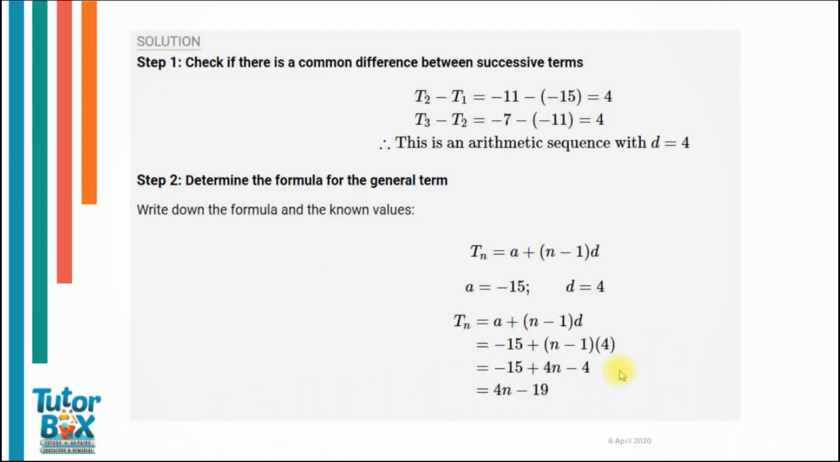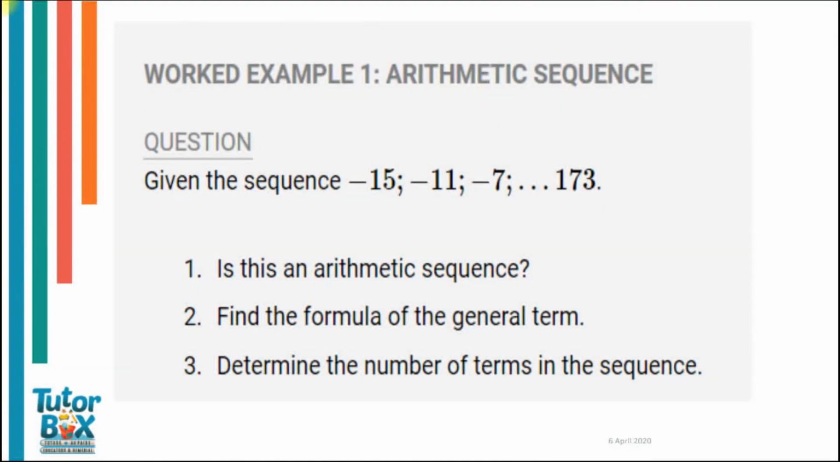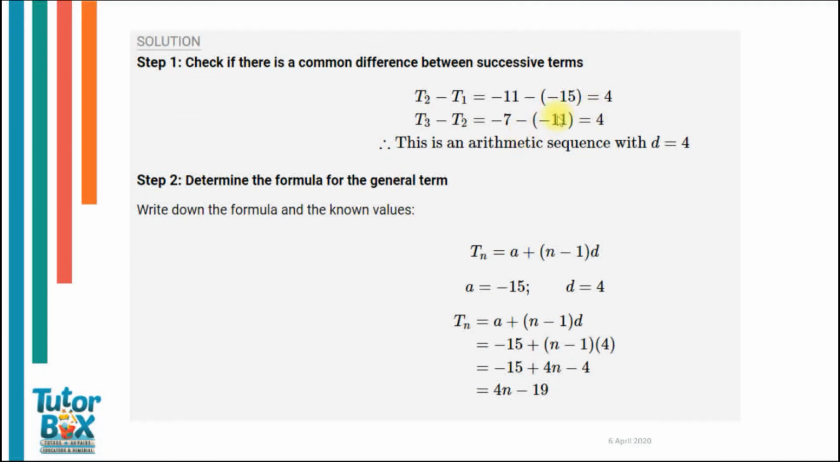For number 1, check if there's a common difference between the successive terms. We have T2 minus T1, minus 11 minus minus 15, and we get 4. If we also do T3 minus T2, we also get 4. So therefore, it's an arithmetic sequence because we have a common difference of 4.